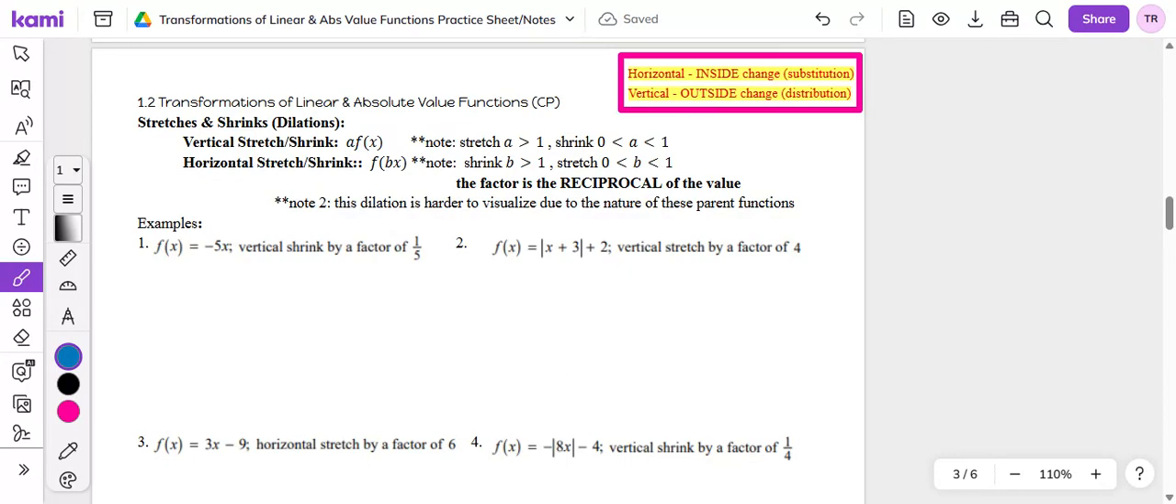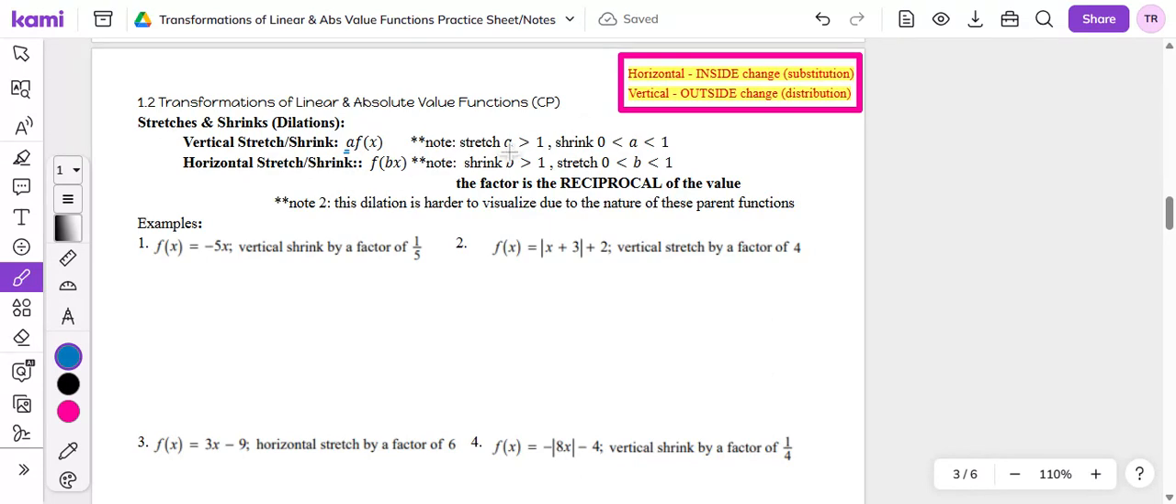Horizontals are still going to be inside changes, substitutions. Verticals are outside changes, which we will incorporate distribution. So a vertical stretch or a shrink is going to make something taller or wider. You can see that is a coefficient multiplied in front. We kind of talked about that briefly when we started investigating this whole chapter.